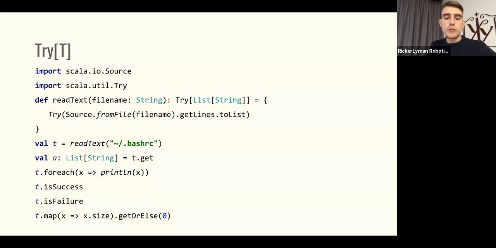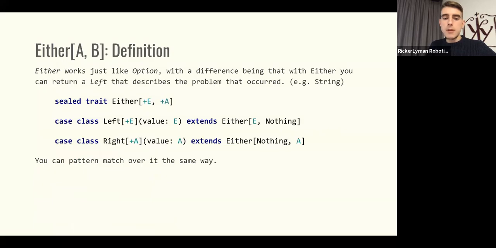So this is about try. And an even better approach is to use something called either. You can think about either like a generalization of the option data structure, because in case of option, we just have none or some value contained, or some present value. In case of either, you have something meaningful on this left side. So this is very handy for error handling.